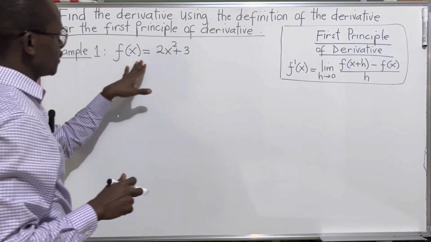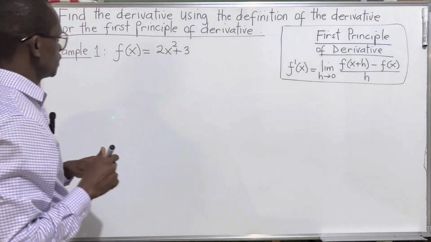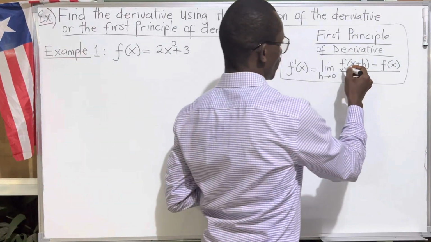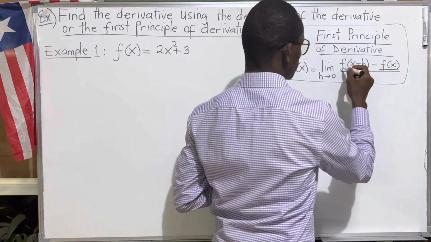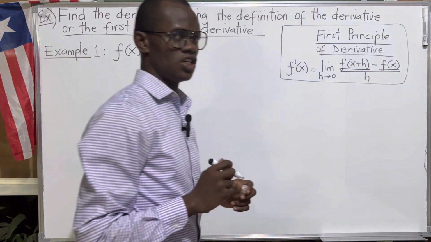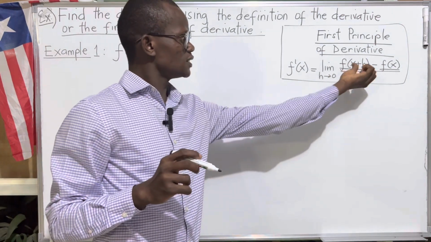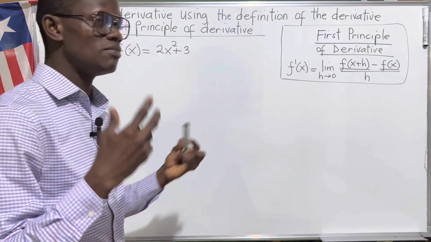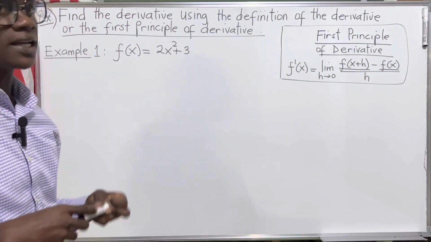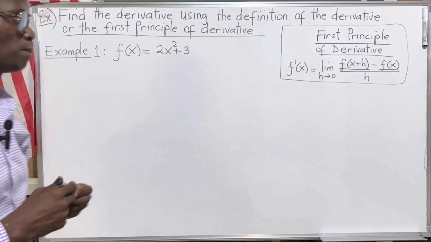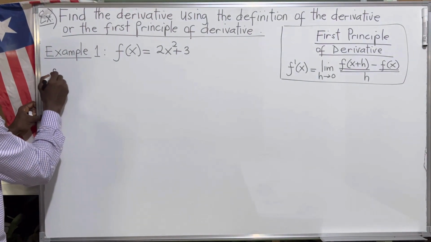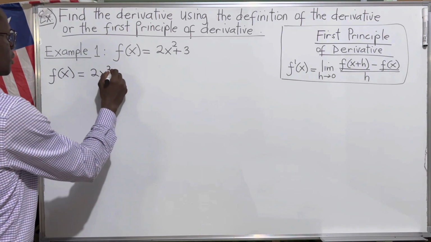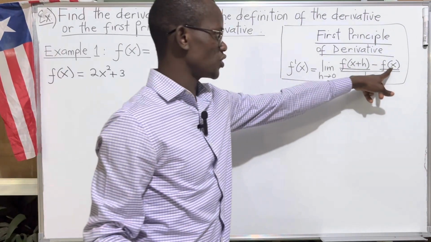So f of x equals 2x squared plus 3. The first thing we need to know is what is our f of x and what is our f of x plus h? Because we'll just be replacing these expressions and using the idea we got from finding limits of functions to simplify that limit to get the derivative. So we already know f of x is equal to 2x squared plus 3, which is this expression now.